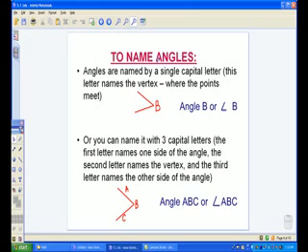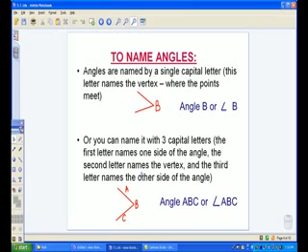There are 2 different ways to name angles. You can either name it by a single capital letter, which is the name of the vertex where the 2 points meet. So this example would be angle B, or I can use the angle symbol instead of writing out the word angle.